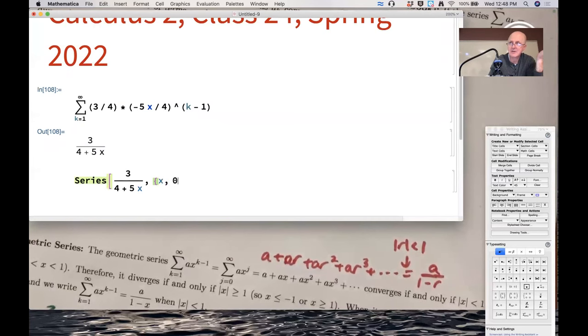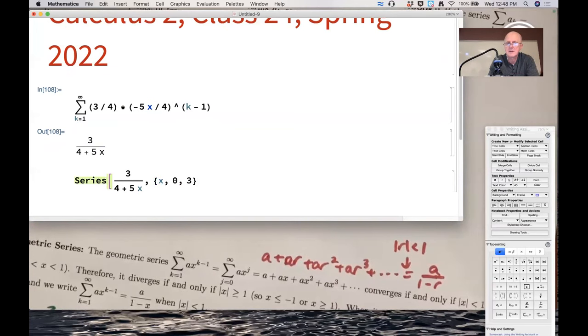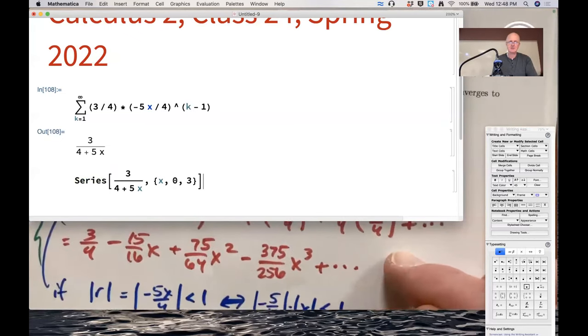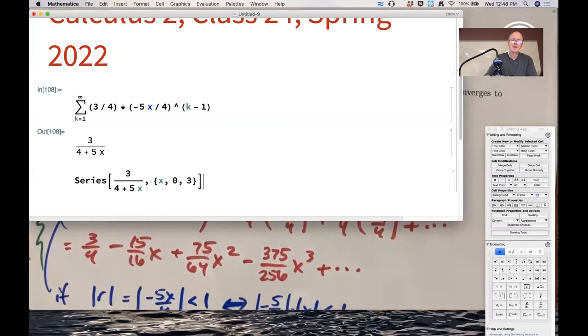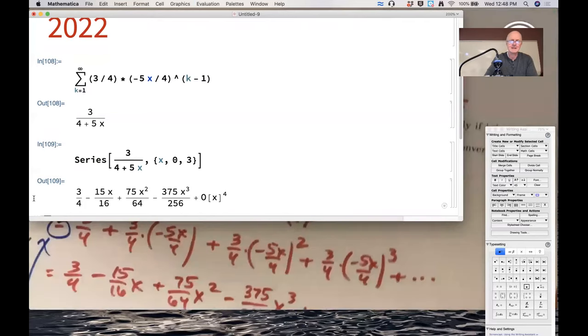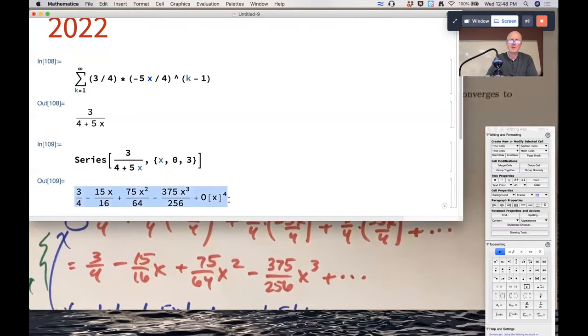0, right? That's the center of the interval of convergence. The example at the end of class, we'll put a 1 there. Then put a comma, and then put the highest power of x to include in the answer, 3, so that we see that we match this simplified answer, hopefully. And we did in the last class, and I got the right answer. Yep. 3/4 minus 15/16 x plus 75/64 x squared minus 375/256 x cubed plus what? What is that? Plus 0 times x to the 4th?